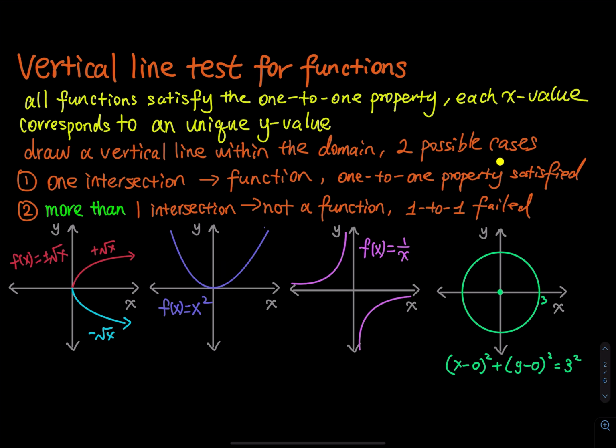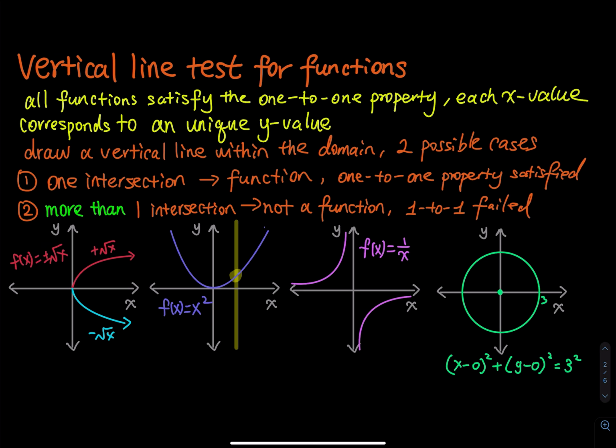are two possible cases. The first case is exactly one intersection, which means the graph represents a function, and the one-to-one property is satisfied. For example, take a look at this graph. We have a parabola, f of x equals x squared, and then you just draw a vertical line anywhere in the domain. This is my vertical line, and there is exactly one intersection. That means the one-to-one property is satisfied.